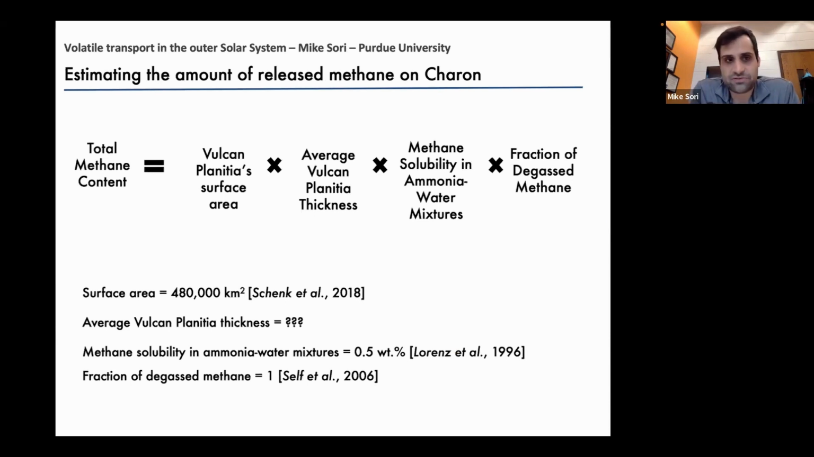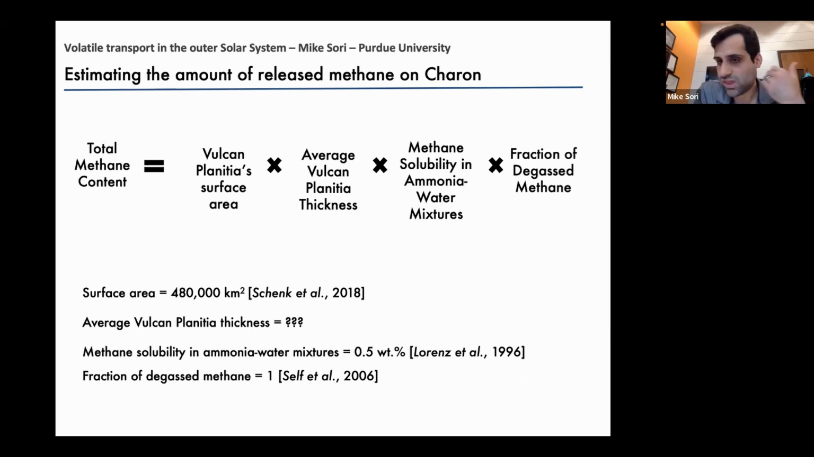So we need some estimate of the overall methane content. The base formula that should yield that is the surface area of this cryovolcanic region multiplied by the average thickness, multiplied by how much methane we think could exist in an ammonia-water mixture, multiplied by how much methane we think could get degassed. A lot of these numbers are going to be guesses, but hopefully what you'll see at the end is that it really ends up just being an order of magnitude calculation. So even if we're off by a bit, the arguments that I'm about to make should hold true.